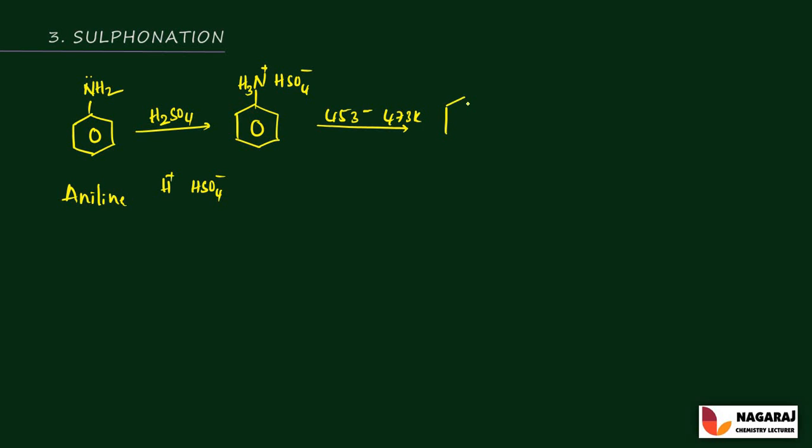So there is an attack of SO3H group at para position. SO3H is attached at the para position, right? So during the sulfonation reaction, the electrophile released is SO3 and SO3H group is attached at the ortho or at the para positions. But the major product is para substituted product.